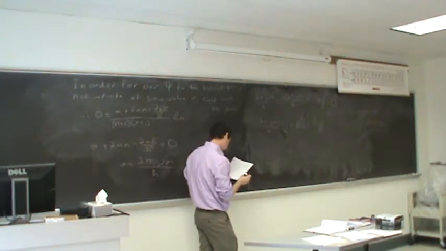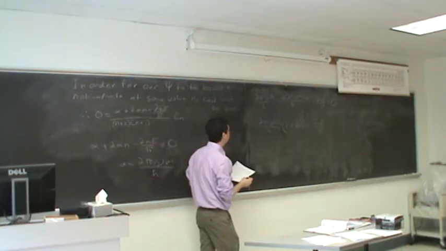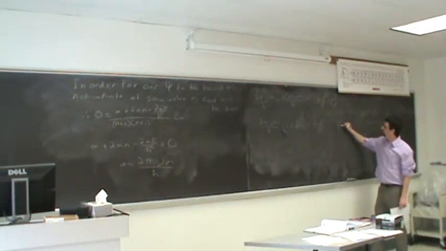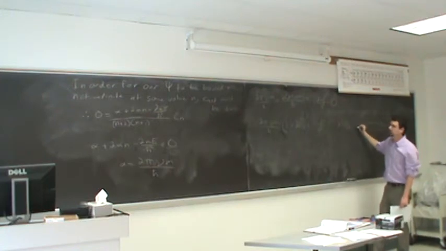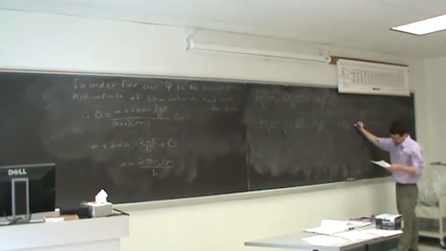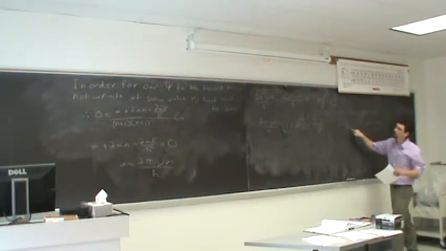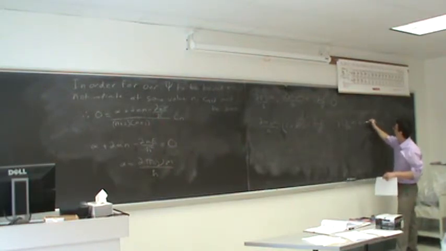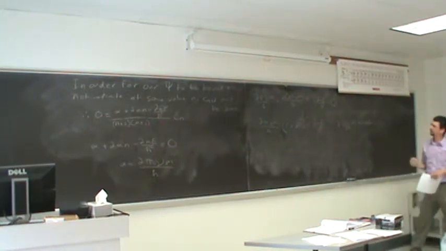What's h bar again? Oh, h over 2 pi. Yeah. So if we wanted h, h is equal to, geez, go math, h, 2 pi. Like that. Why did I do that?